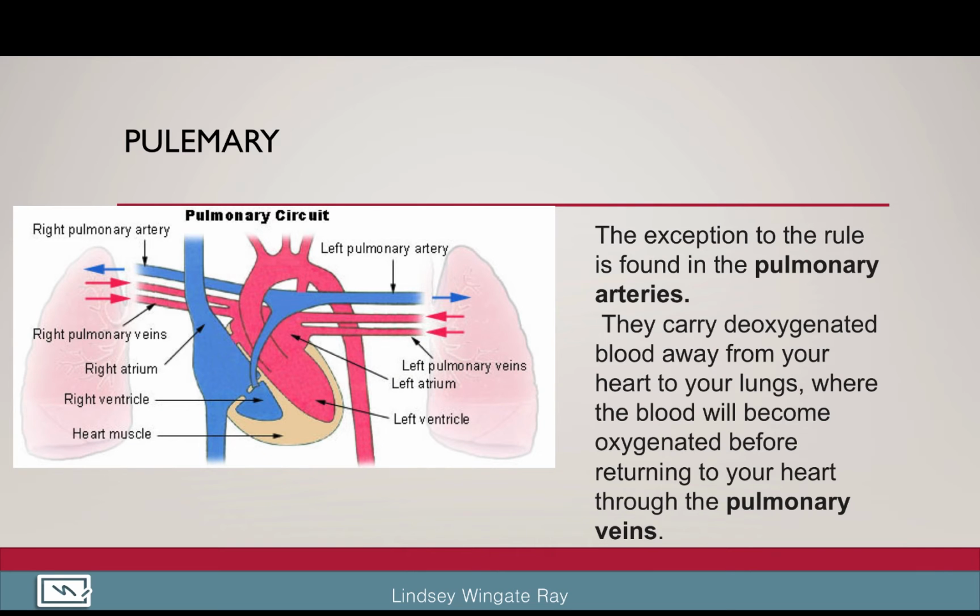We talked about how arteries and veins carry deoxygenated and oxygenated blood. The exception to the rule is found with the pulmonary arteries. They actually carry deoxygenated blood away from the heart to your lungs, where the blood will become oxygenated before returning to the heart through the pulmonary veins. Because, like I said before, veins carry deoxygenated blood and arteries carry oxygenated blood, you should remember this exception to the rule as it could be a trick question.